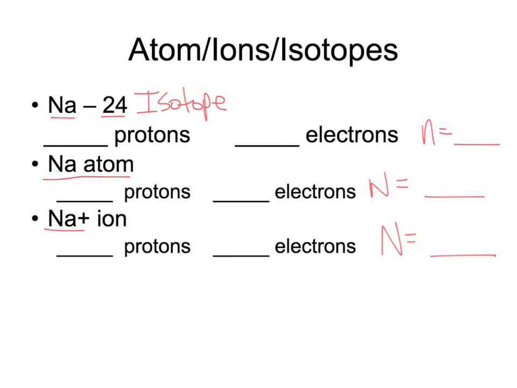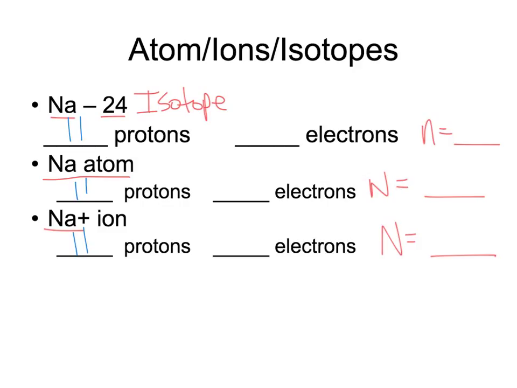If I look on the periodic table, I find that sodium is number 11. So right away, for protons, I can put in 11. Every single atom of sodium has 11 protons.